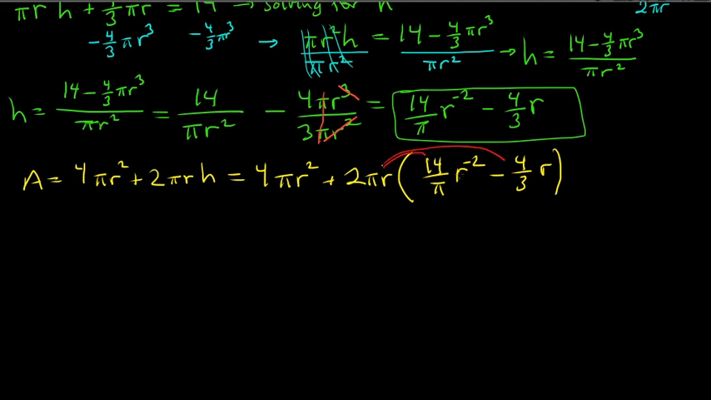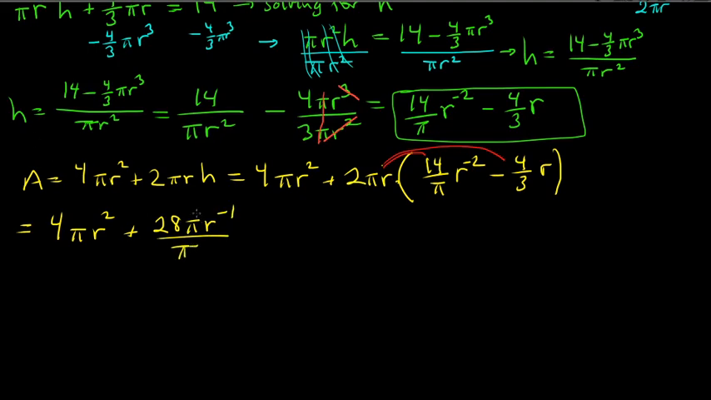Again, you don't have to. If you'd rather use the product rule, go right ahead. But I think we might be able to avoid the product rule. So let's see, 2 pi r times 14 is 28 pi r. Oh, sorry, r to the, oh boy. So 2 times 14 is 28 times pi, and then r times r to the negative 2 is r to the negative 1 divided by pi.